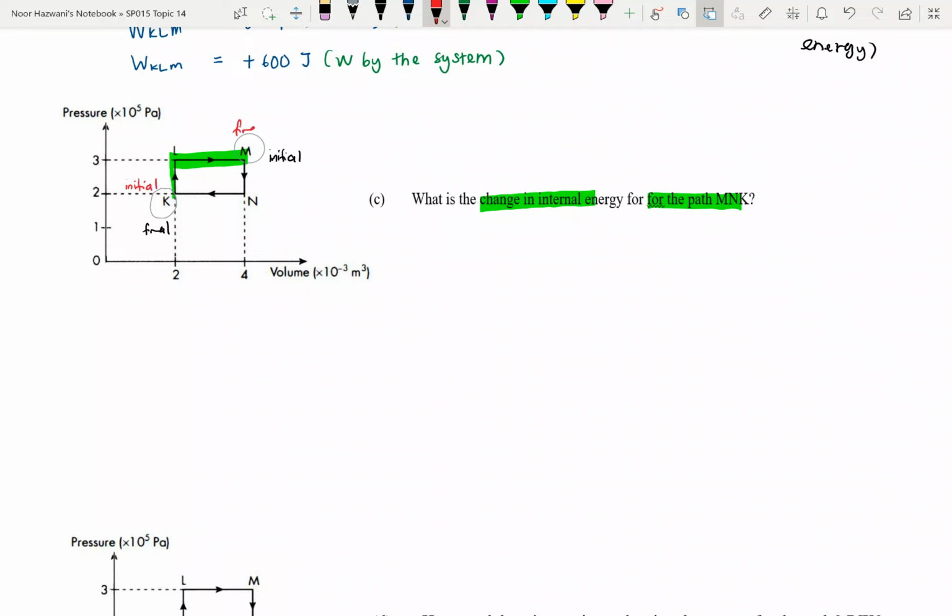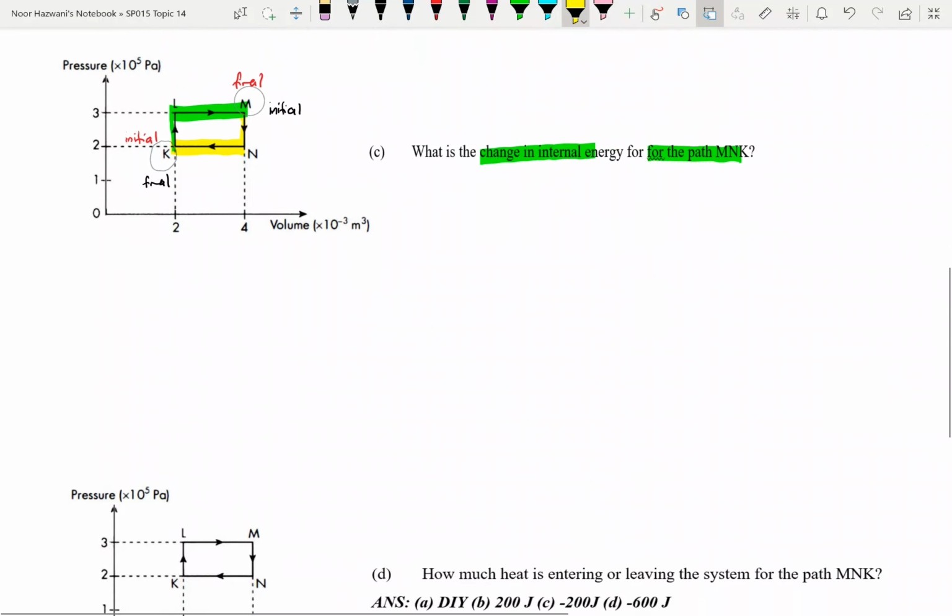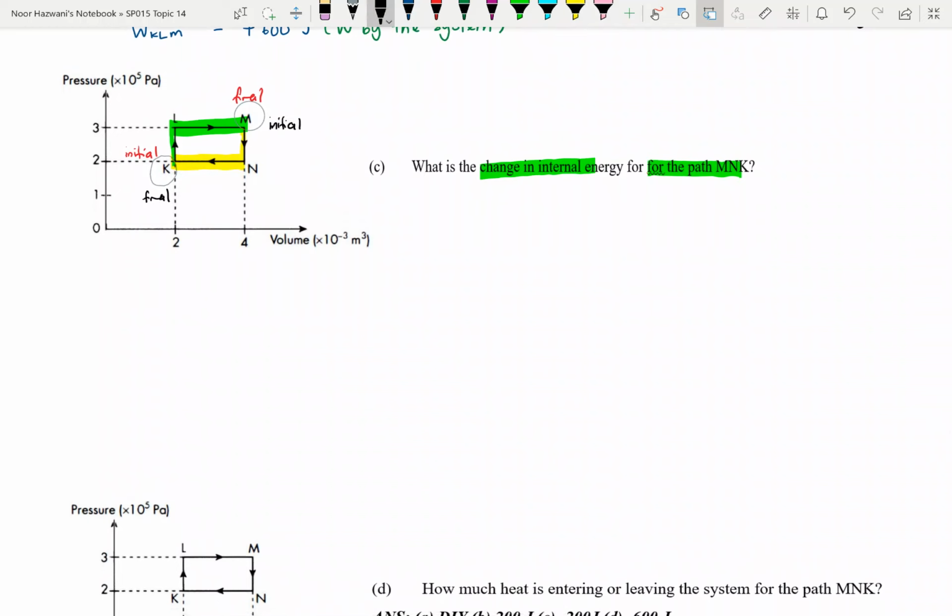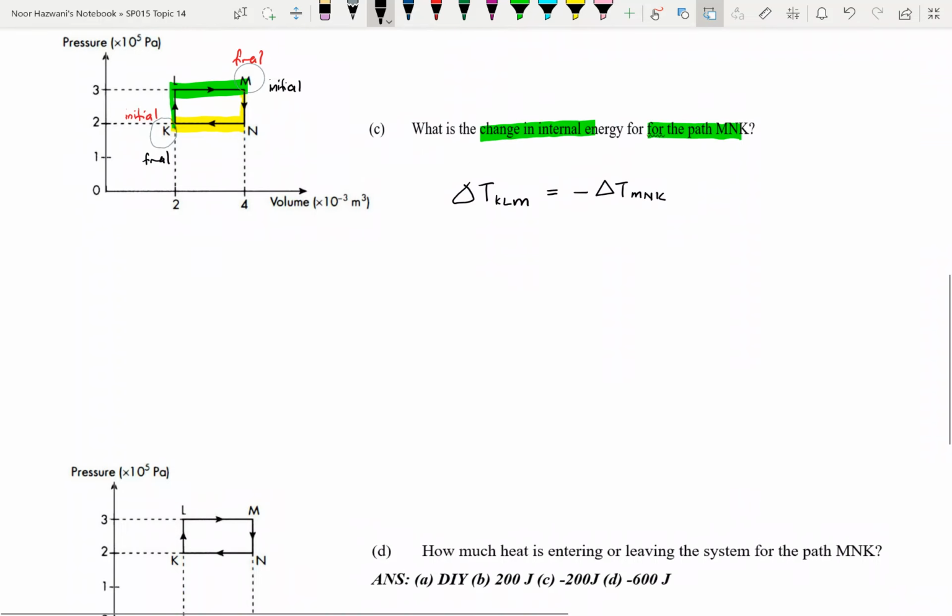M will become final. Okay, if you go through the green one. If you go through the yellow from M to K, M and K, so M will be initial, K will be final. So basically, your change in temperature, delta T for KLM, will be equal to negative delta T for M and K. Why? Because here, delta T for KLM must be M minus K, right? Correct or not?